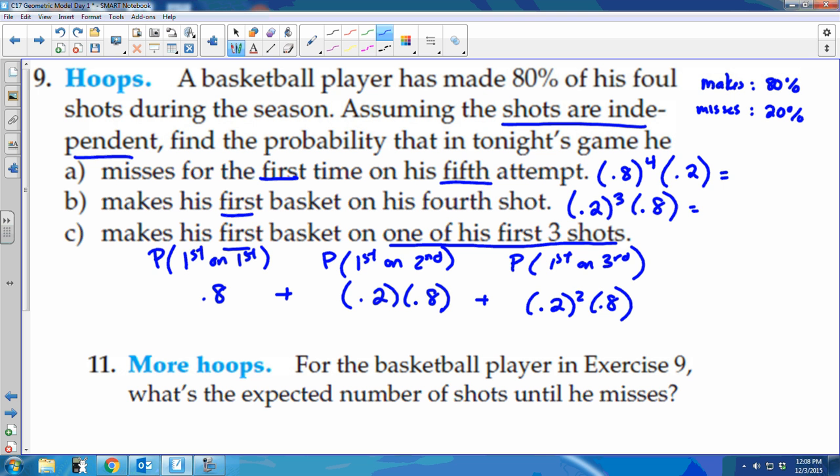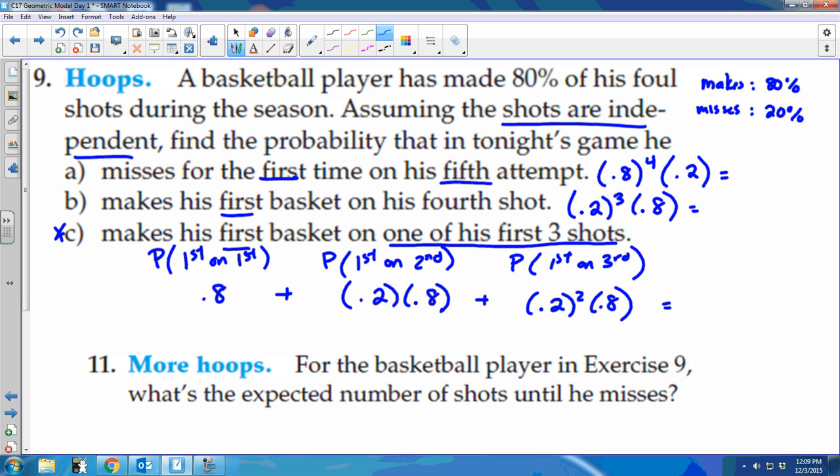Right? So you could do that by hand. But in this case, this happens to just be a short one. Generally, they're not that nice. They say, what's the probability he makes his first basket on the 11th shot? Well, it just gets lengthy trying to write that all out. So that's where your calculator will help you, and I'll show you that in a second. No one has time for that. No one's going to write that all out. It's not going to happen.